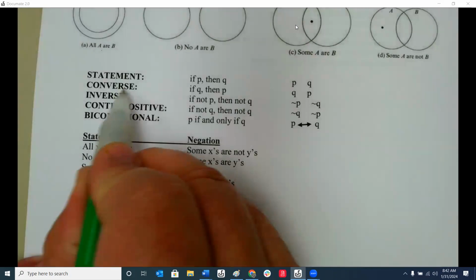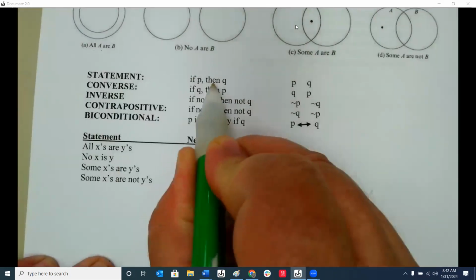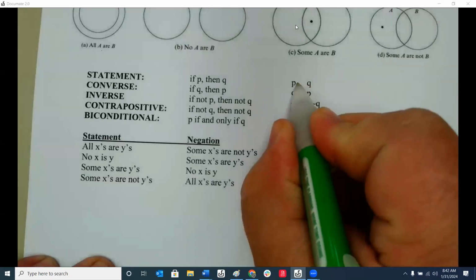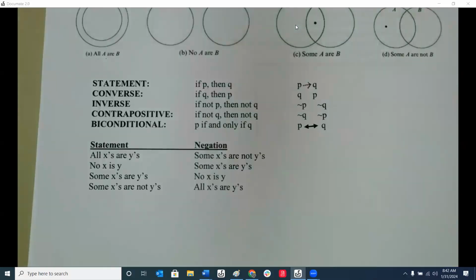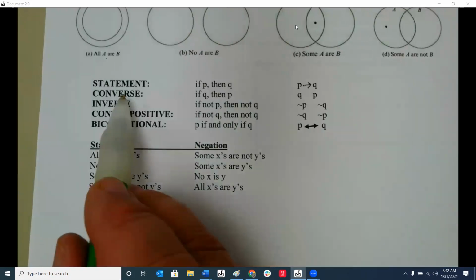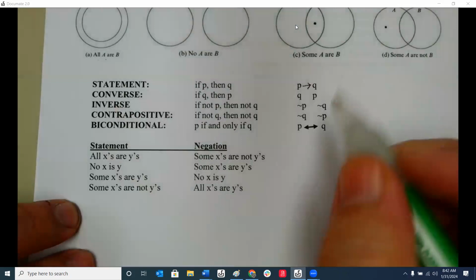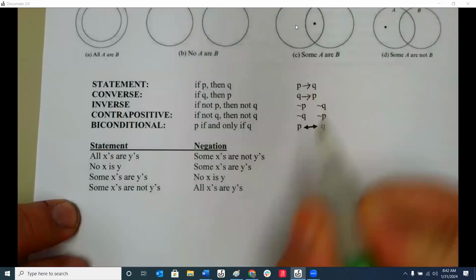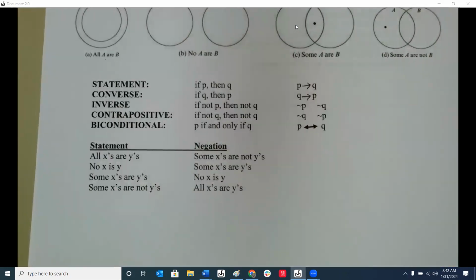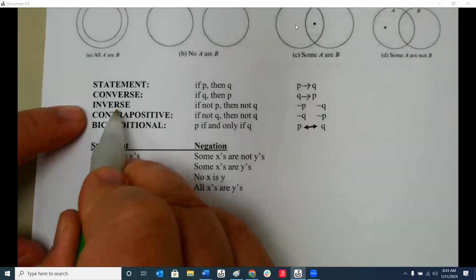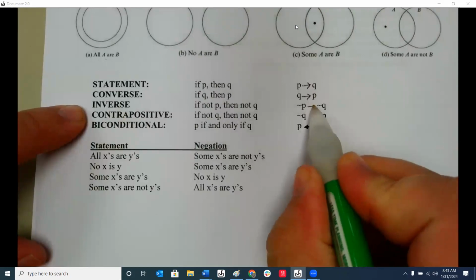So let's look at these statements. If P, then Q. The converse of that statement. No, converse is not sneakers. It means the opposite. If Q, then P. The inverse is just the opposite of the two.